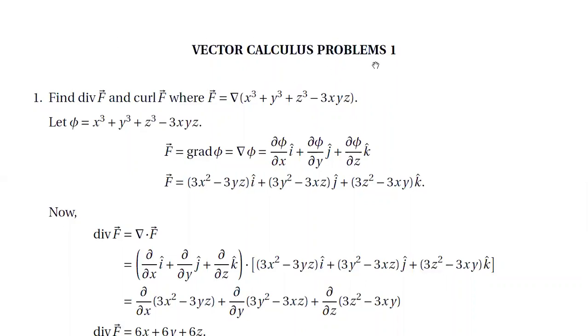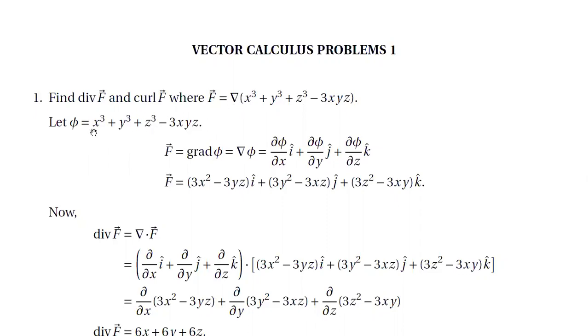Vector calculus problems. First problem: find the divergence of vector f and the curl of vector f, where vector f is equal to del of x cube plus y cube plus z cube minus 3xyz. So first of all, we have to find the value of vector f. Here vector f is equal to del of this function. So let's take this function as phi. Let phi be equal to x cube plus y cube plus z cube minus 3xyz.